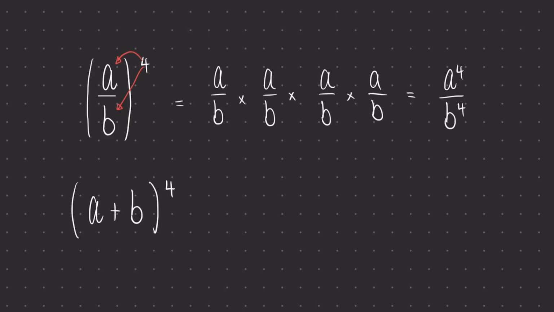This second example is a situation where many of my students make the same mistake, where they try and bring in the 4 as the power of a and the 4 as the power of b. So we would have a to the power of 4 plus b to the power of 4. This is definitely very incorrect, and it's lost my students many marks over the years.